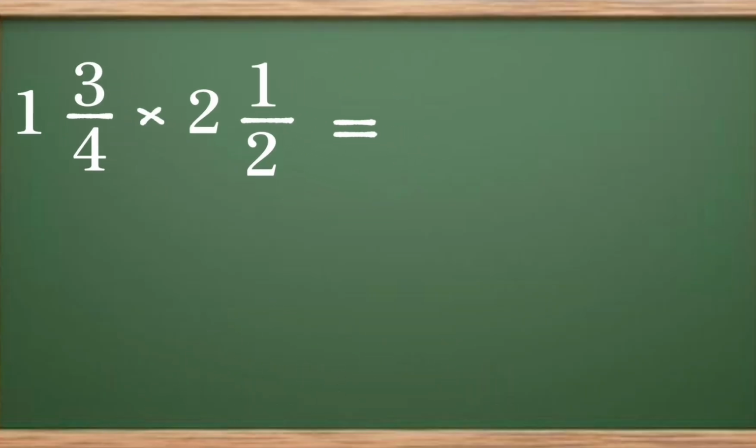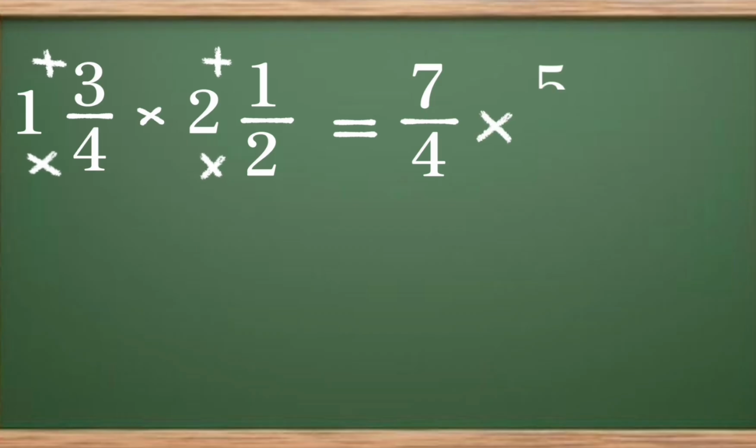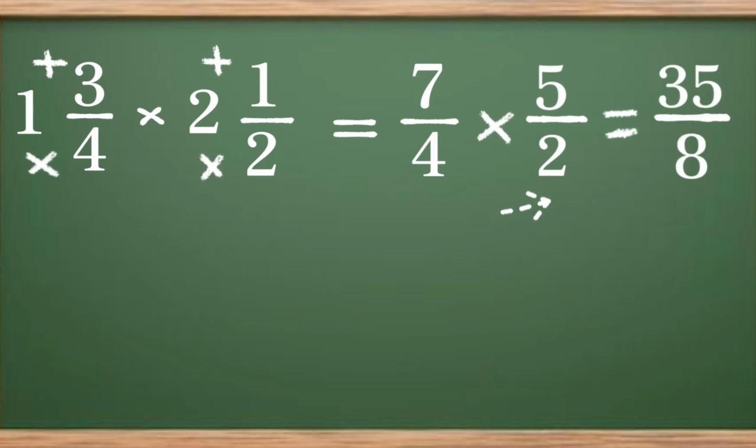Alright, now let's go back. Let's change each mixed number into an improper fraction. 4 times 1 is 4. Plus 3 is 7 over 4. Next, 2 times 2 is 4. Plus 1 is 5 over 2. Now, we can multiply them. 7 times 5 is 35. 4 times 2 is 8.